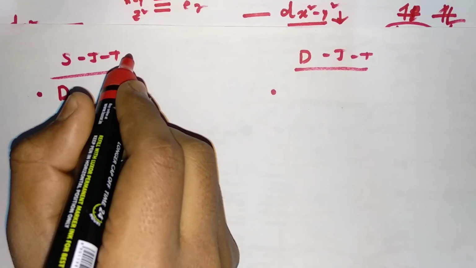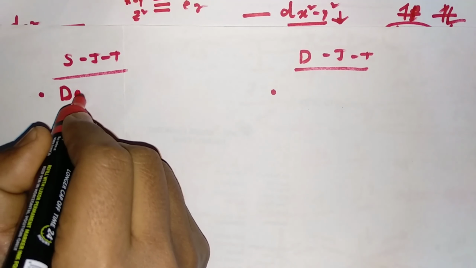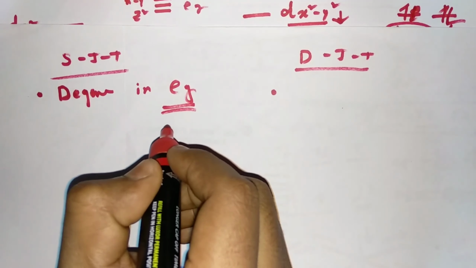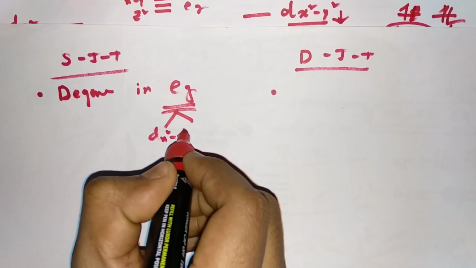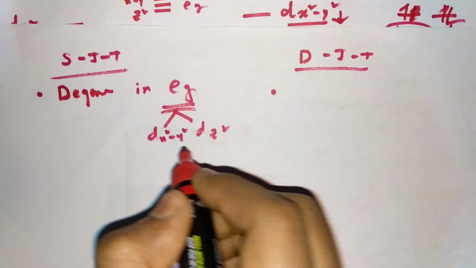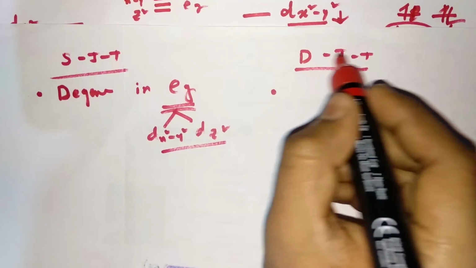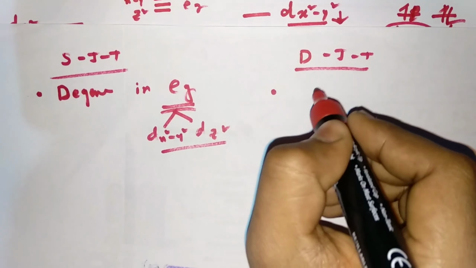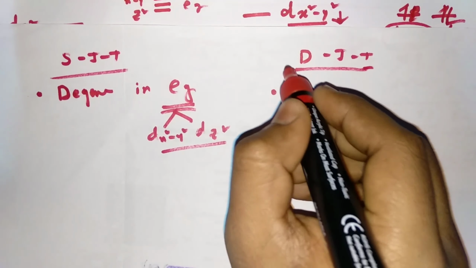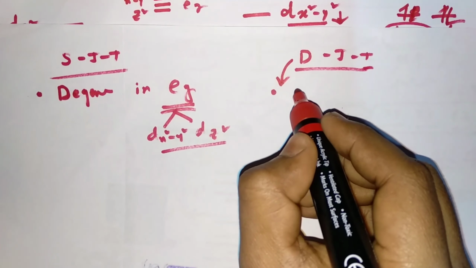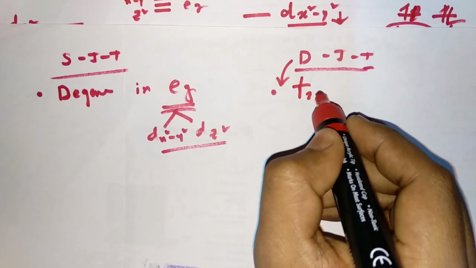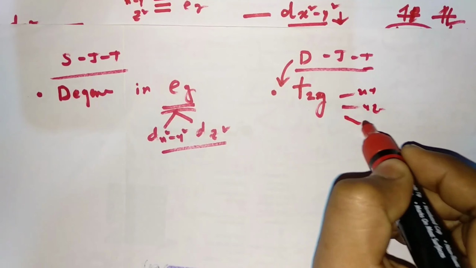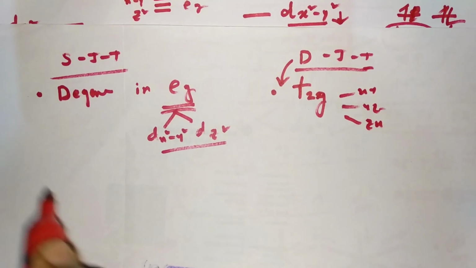For static Jahn-Teller distortion, you will see the degeneracy in the EG level, that is the dx square minus y square and dz square orbital levels. Okay, and for dynamic Jahn-Teller distortion, you will notice that the degeneracy will be shown in the T2G level. Okay, that is the dxy, dyz and dzx level. Okay, so this is the first point.